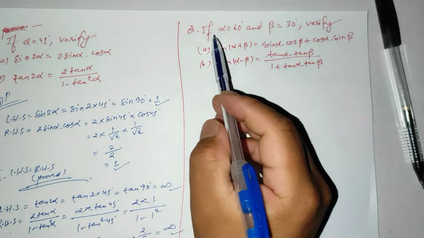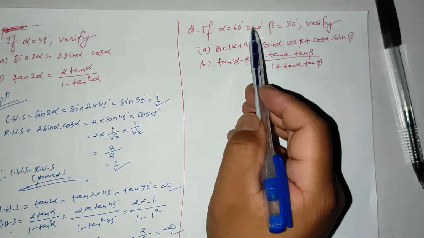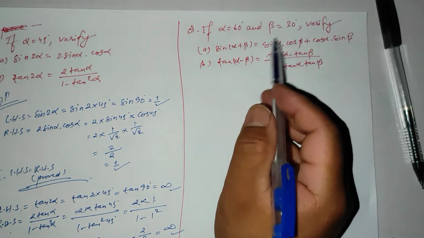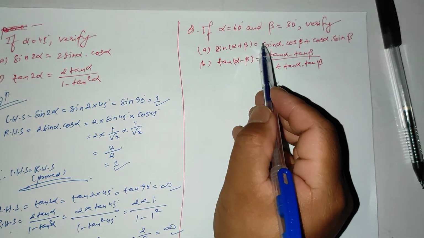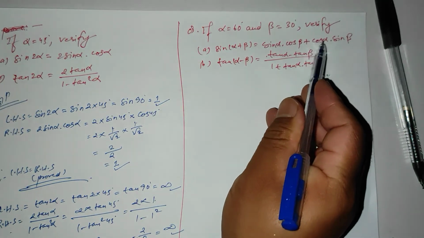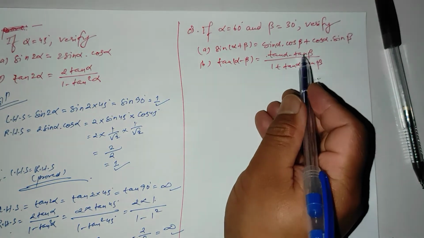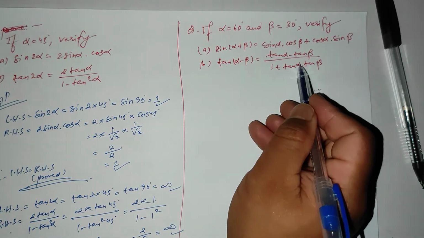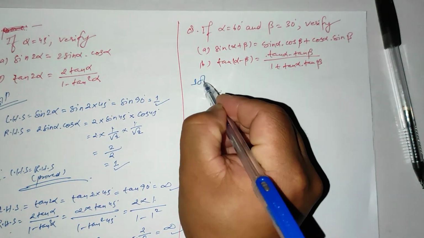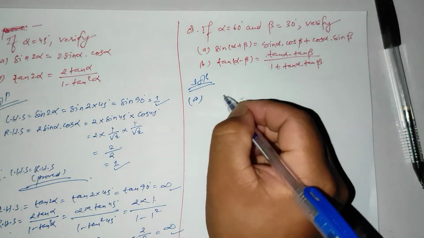Next question: if alpha equals 60 degrees and beta equals 30 degrees, verify sin(alpha plus beta) equals sin alpha cos beta plus cos alpha sin beta, and tan(alpha minus beta) equals (tan alpha minus tan beta) divided by (1 plus tan alpha tan beta). Solution. Let's solve part A first.